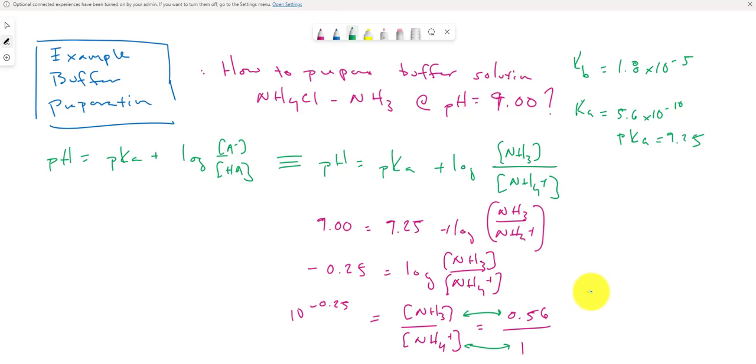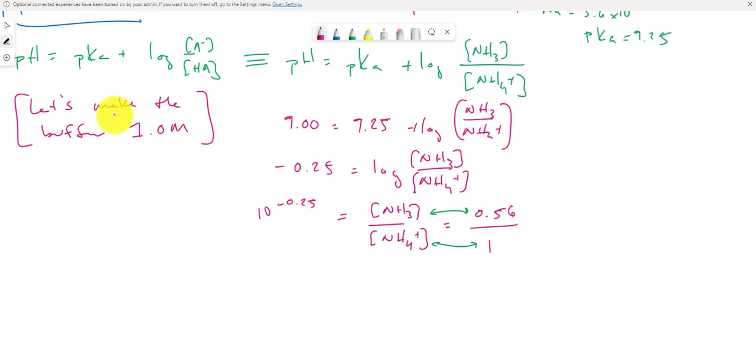For example, let's pretend that we want to make a buffer with a concentration of 1 molar. What does that mean, a buffer at 1 molar? That means that the sum of both of the two species, the base and the acid, add up to 1 molar. So in other words, this ratio, we could think about it as a fraction of that 1 molar. So of this 1 molar solution, we need 0.56 parts of the NH3 for every 1 part of the ammonium. So how do you do that practically?